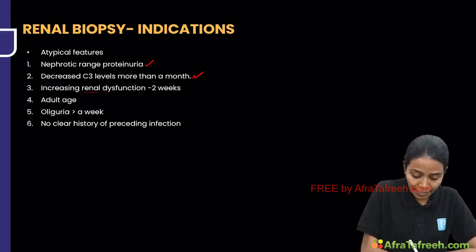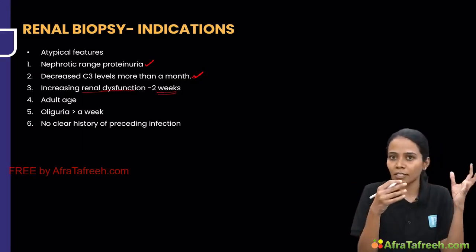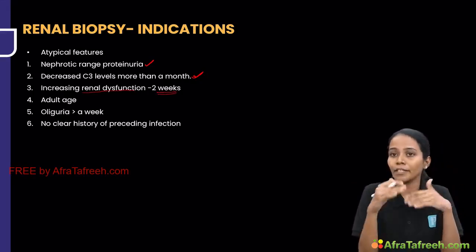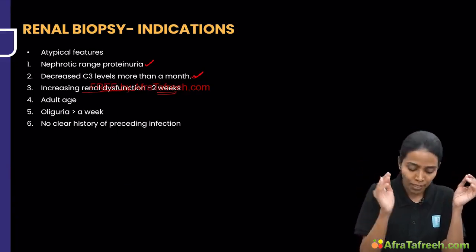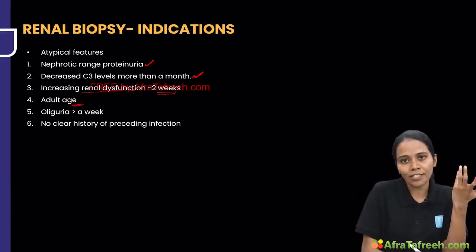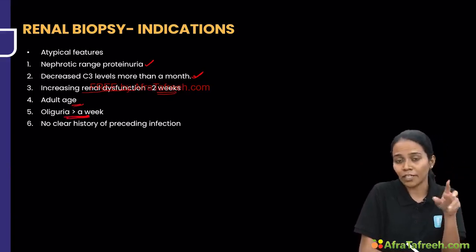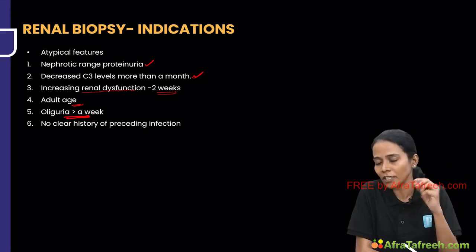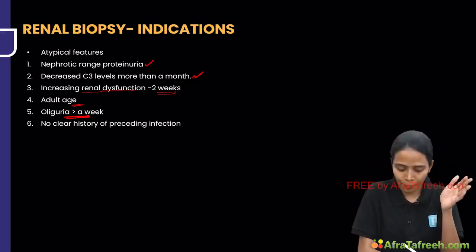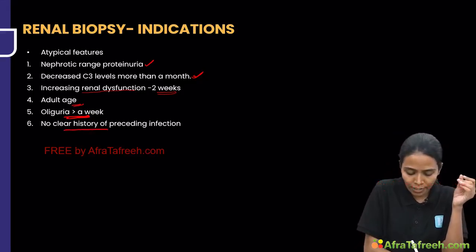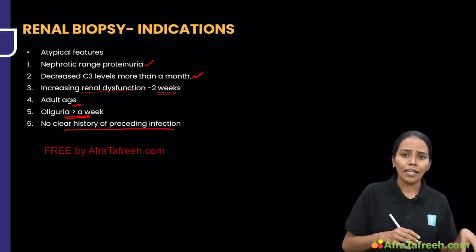Next is increasing renal dysfunction in 2 weeks. So think the child comes and creatinine is normal, but creatinine goes on elevating. Then you have to do biopsy. Fourth is age. If the age is higher, for example adults, then oliguria is present for more than a week. Like how complement starts recovering within a week's time, even oliguria should start recovering within a week's time. If it doesn't happen, and there is no clear history of preceding infection, that is, you are not able to localize an impetigo or a respiratory tract infection.